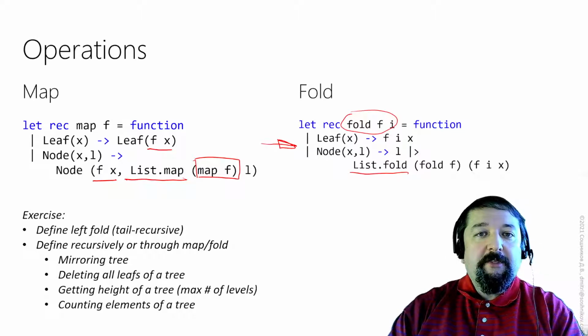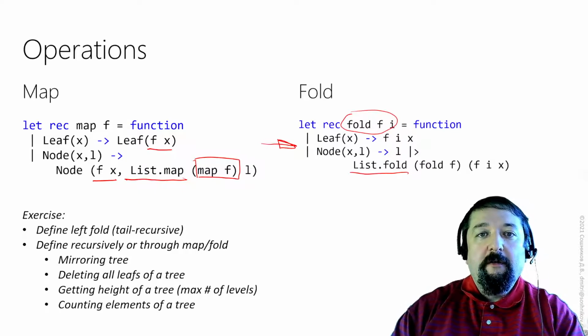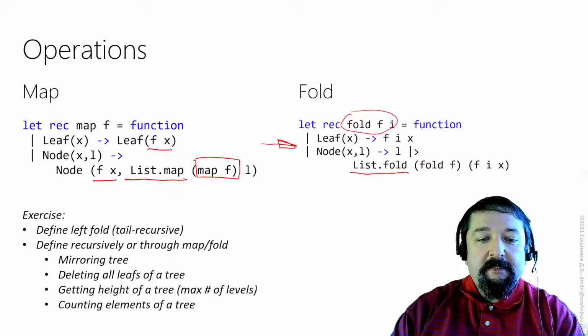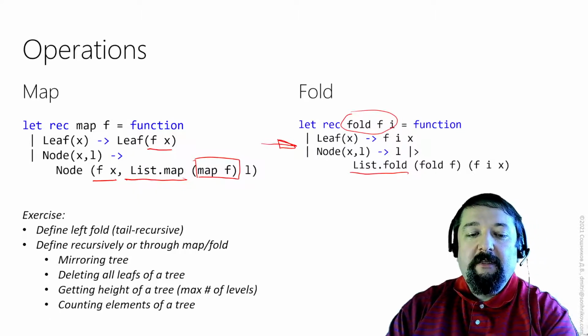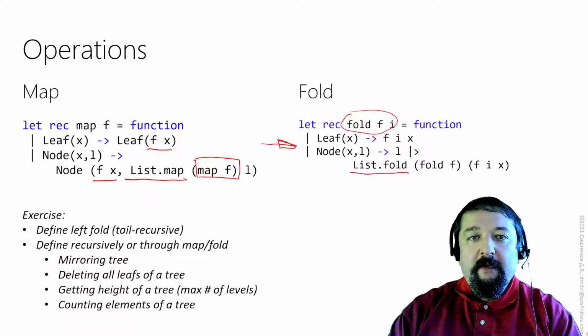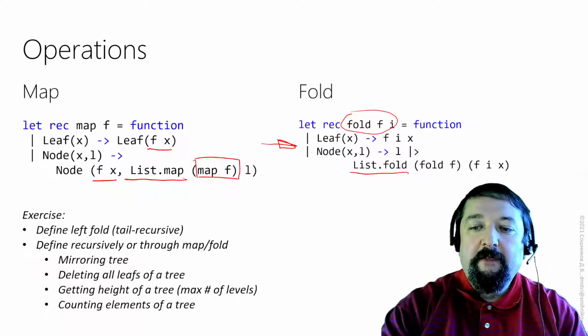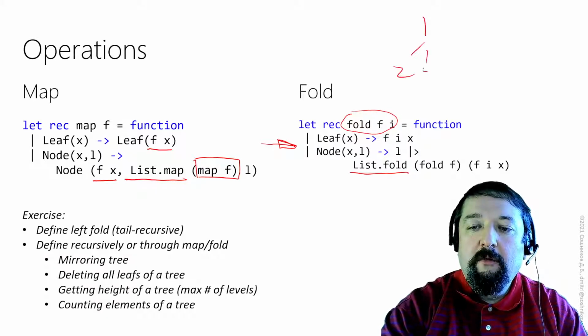Those are powerful operations, and as in the case with lists, you can define many more things in terms of map and fold. For example, as an exercise, try to define recursively the function of mirroring a tree. You can do it either recursively or you can use fold and map. So mirroring a tree means if you have the tree 1, 2, 3, 4, you should get the tree 1, 4, 3, 2.